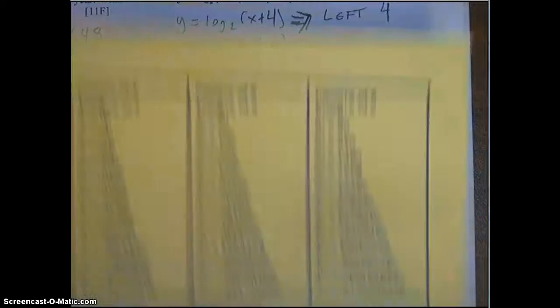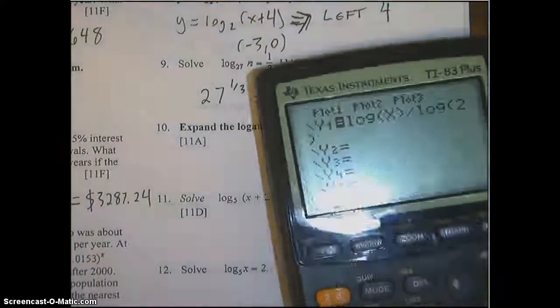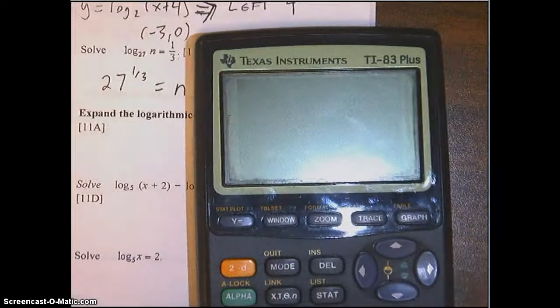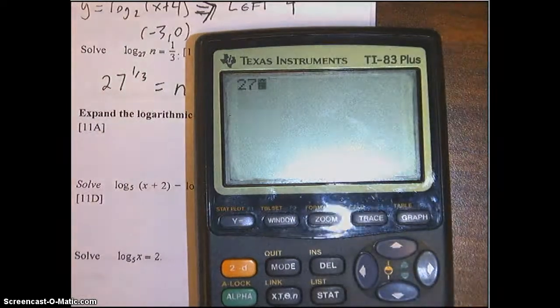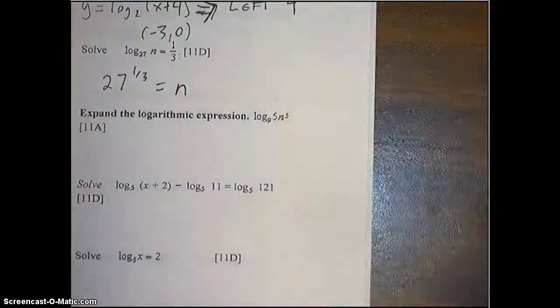I've got a power table that I could easily use to do this, but for the sake of time, like you're taking a test, when you're going to be doing this, just type it in the calculator. 27 to the 1/3 power is 3. So in this case, n equals 3.